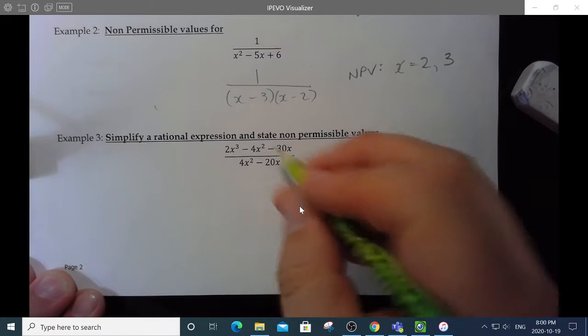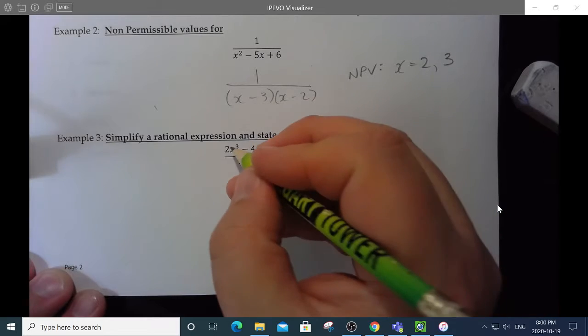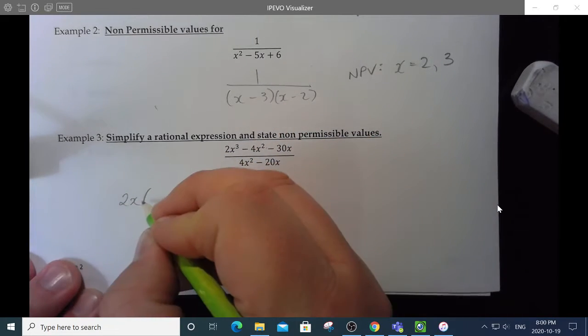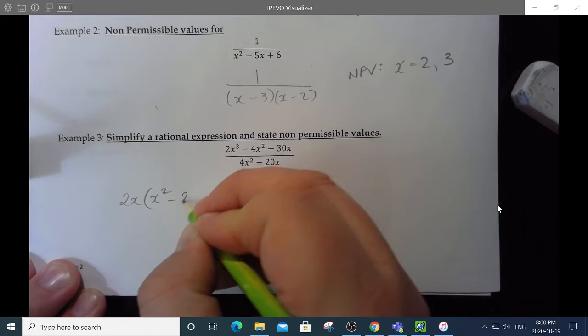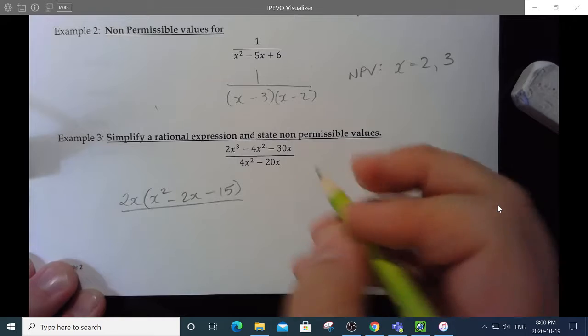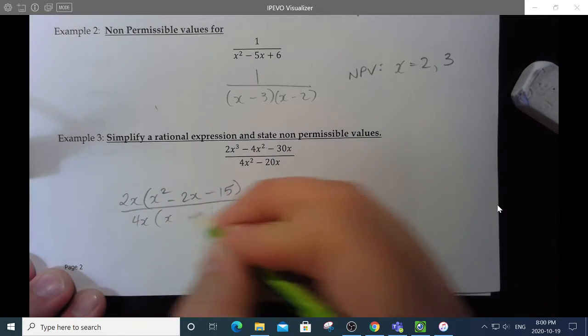Anyways, like I was saying, we're going to factor the top and bottom here. So what can I factor out of the top? Remember, the first rule of factoring is look for a common factor, and they all have a 2x in them. So I'm going to factor 2x out of the top, and that's going to leave me with an x squared minus 2x minus 15. And on the bottom, I'm going to factor out a 4x, and that's going to leave me with an x minus 5.